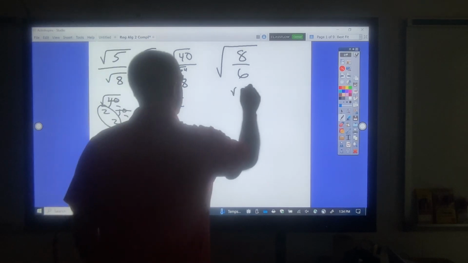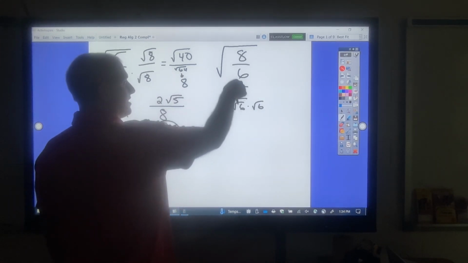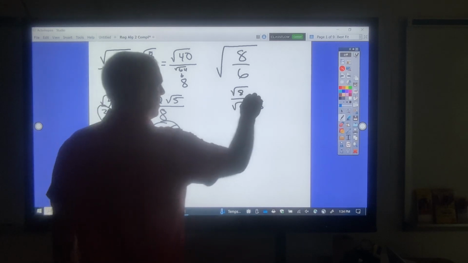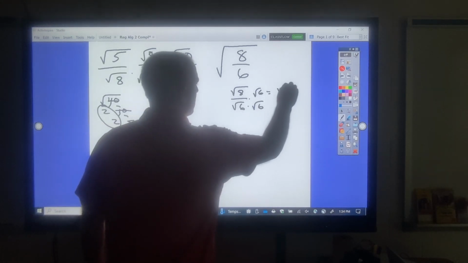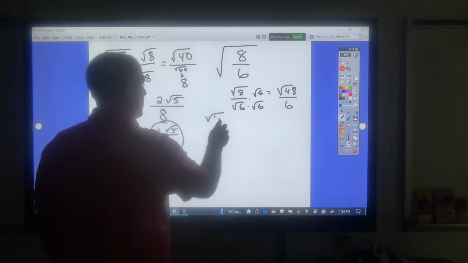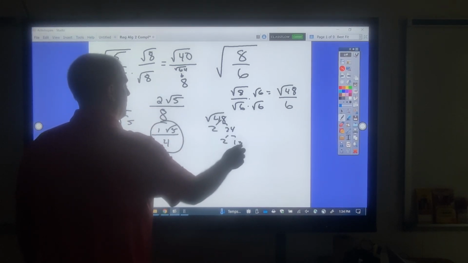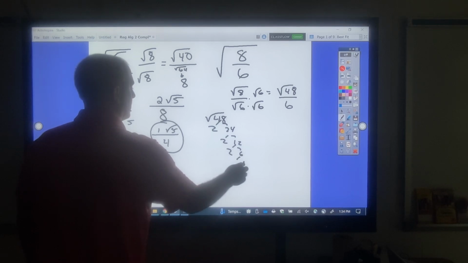This one would be the square root of 8 over the square root of 6. Okay, so this separates like this. It's sort of a math trick. That'd be square root of 48 up top. This would be 6 in the bottom. If I break down 48, it's 2 and 24. It's 2 and 12. It's 2 and 6. It's 2 and 3.